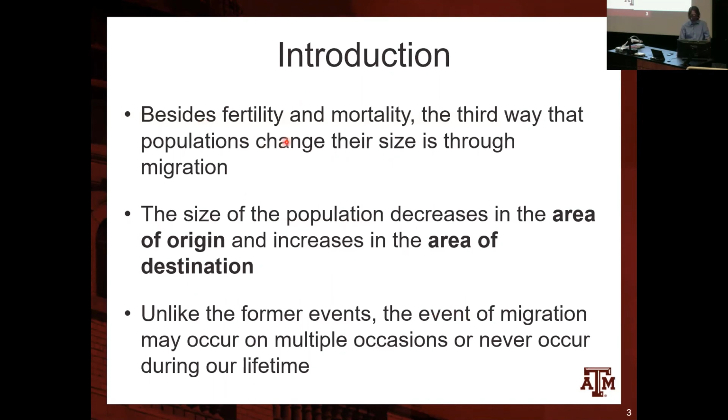So we have been talking that migration is also important to understand how population changes over time, not just fertility and mortality. But usually fertility and mortality have an effect on the place where the person lives right now, the place of residence. The difference with migration is that migration has an effect on the area that the person left, the area of origin, and the area that the person moved to, the area of destination.